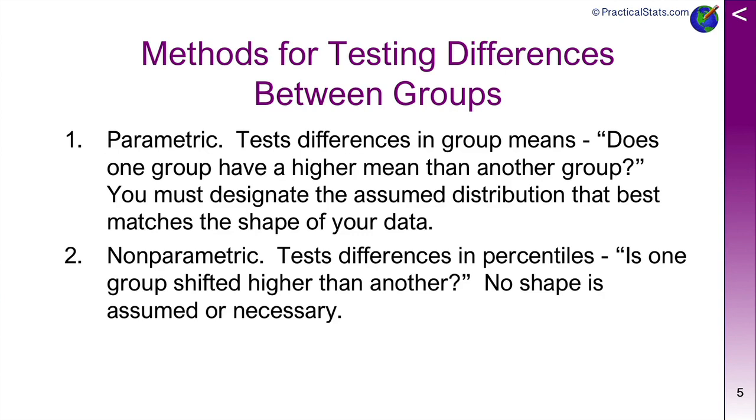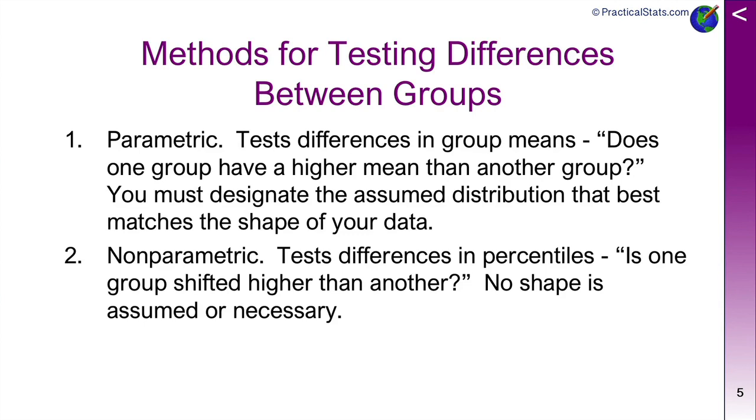So there are a variety of methods for testing differences between groups. They fall into two primary classes. First one being parametric tests. You're probably familiar with these. These test differences in group means. So does one group have a higher mean than another group would be the question that it asks, much like the analysis of variance question.